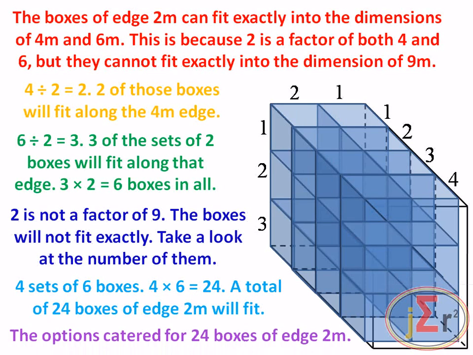The option catered for 24 boxes of edge 2 meters. If we take a look at the list that we have there, we will have the 24 boxes mentioned, and we see that the 24 boxes will be for the boxes of edge 2 meters. So we have 2 fit exactly, 3 fit exactly, 4 is fitting right here but not exactly because there is space left over, because 2 does not divide into 9 exactly.